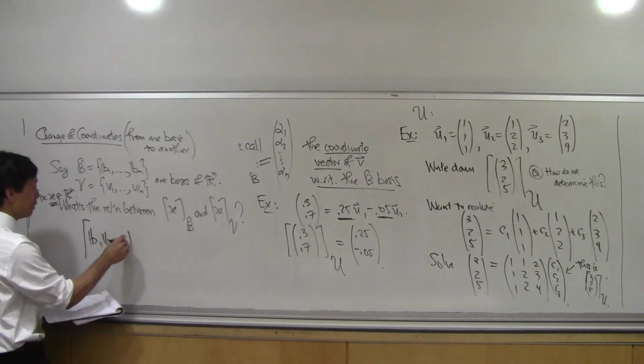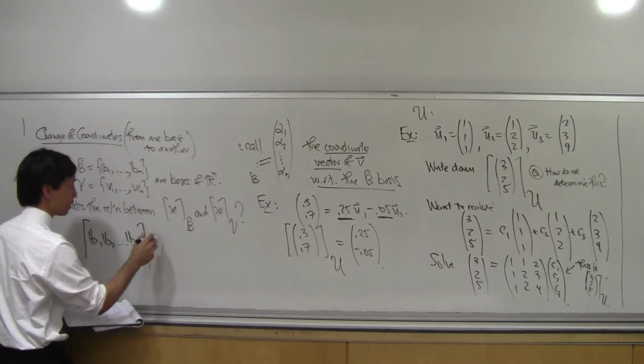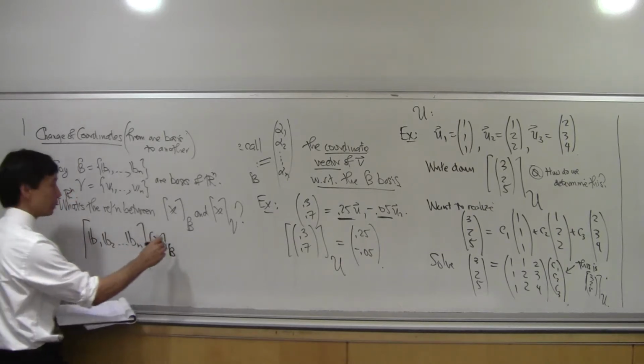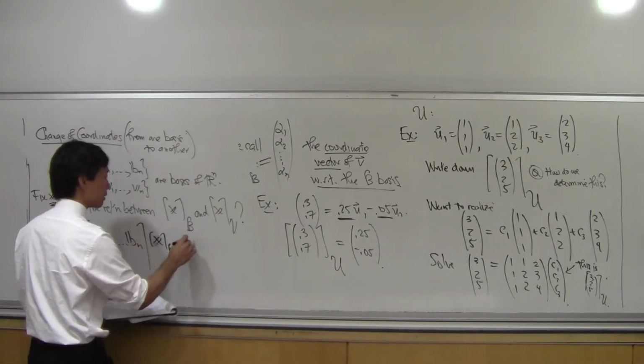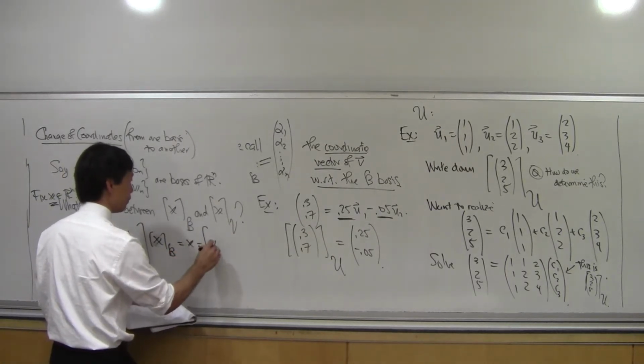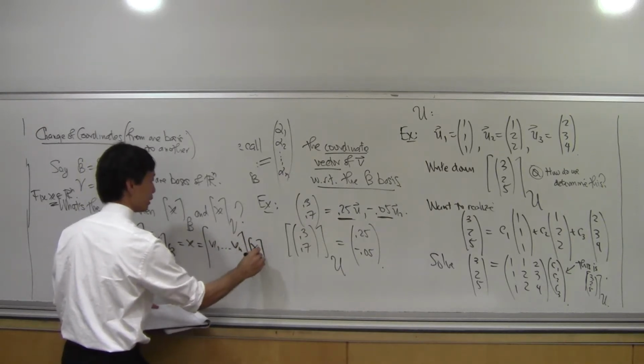The matrix with columns V1, V2 to Vn times the coordinate vector with respect to V is x. But x is also the matrix with columns B1 to Bn times the coordinate vector with respect to B.